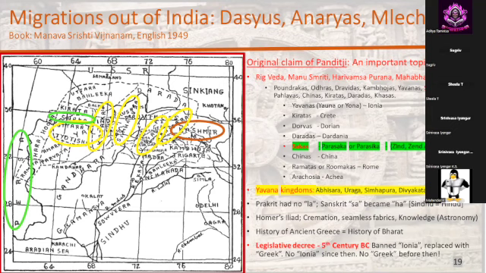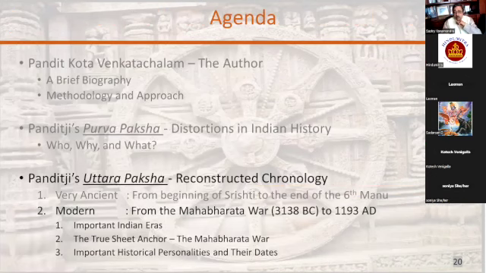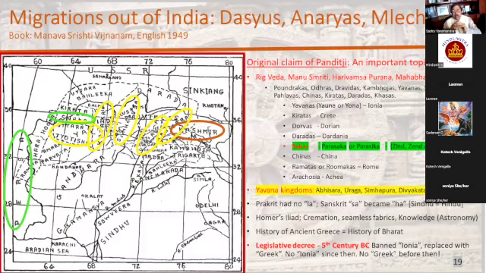And Yavanas existed in the 14th century. The term Yavana did not exist in the 4th century. So this is something to keep in mind. And this is something that Panditji highlights, which I've never found explained anywhere else. All right, so this completes the ancient history.